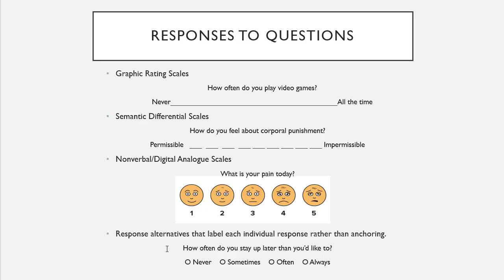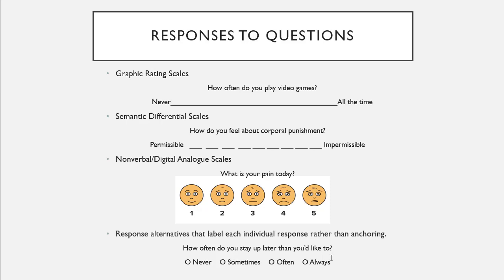Then the last is called response alternatives, and you've seen these before too, where we will label the individual responses rather than anchoring. So in these two cases, the top 2 scales, these are both using anchors, meaning that we anchor the first and the last, and you have to choose between them. But in a response alternative, we don't say never and always and have them fill in the blank between. We use the response alternatives so that people understand what they mean.